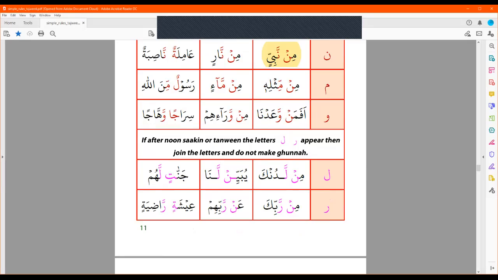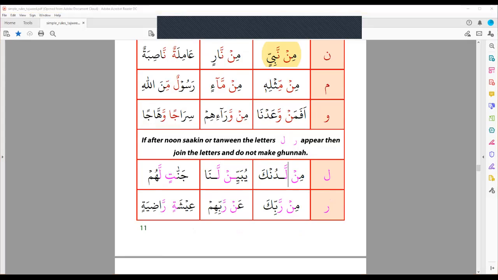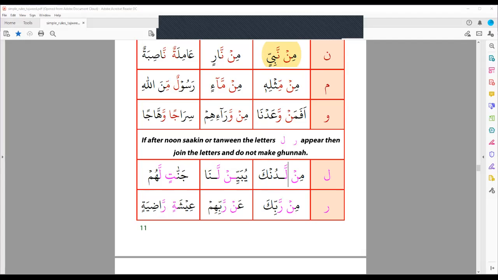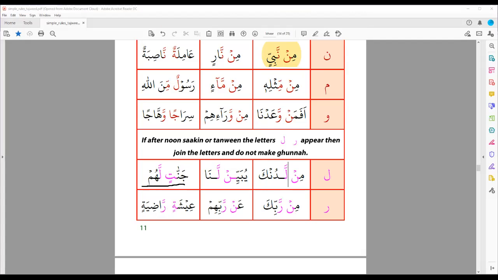So you say milladunka, milladunka. Still you are not pronouncing the letter nun sakin, you are just basically skipping. So you go directly to the other letter, milladunka. But the point is here, you cannot make gunna right here. That is the whole point. That's why it's called idgham bela gunna, idgham without gunna. Same thing right here. Jannatil lahum. You don't say jannatin lahum. That's wrong. You have to say jannatil lahum.